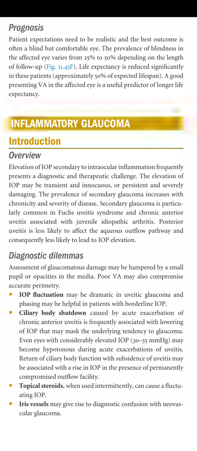Secondary glaucoma is particularly common in Fuchs uveitis syndrome and chronic anterior uveitis associated with juvenile idiopathic arthritis. Posterior uveitis is less likely to affect the aqueous outflow pathway and consequently less likely to lead to IOP elevation. So basically, anterior uveitis causes more of the inflammatory glaucoma.